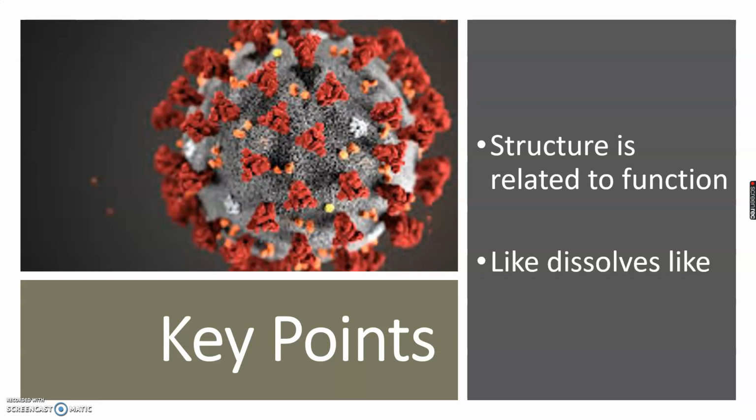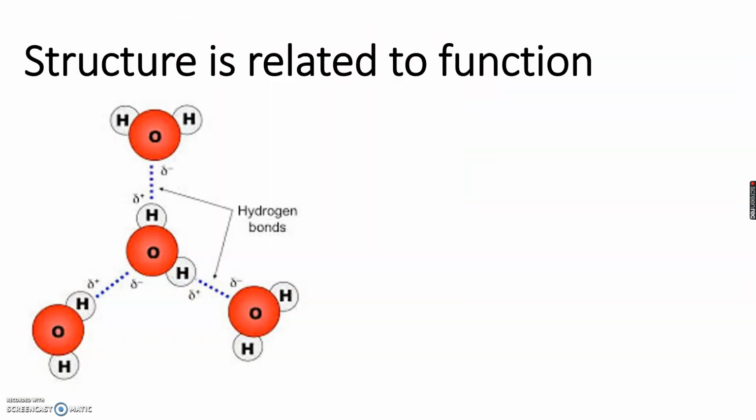And then the second point we'll discuss is like dissolves like. This goes back to polar dissolves polar, non-polar dissolves non-polar. Again, we have to look back to the structure of our molecules to understand polar versus non-polar. So when we look at structure being related to function, we talk about the water molecule and how the water molecule is bent. We can see here the hydrogens are being pushed down. It's not shown in this diagram, but there are two lone pairs of electrons above oxygen, giving 4 electron groups, making the electron geometry tetrahedral, and then making the molecular geometry bent.